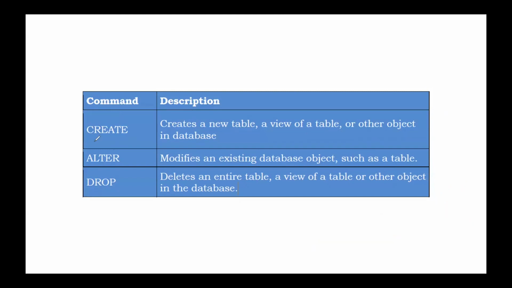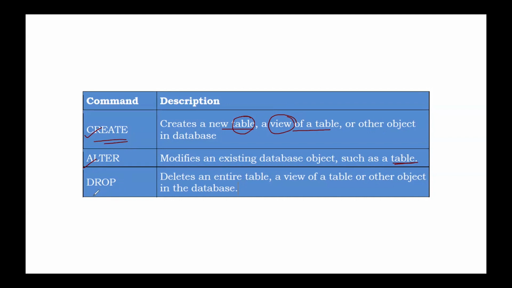The very first one is the create command. What does this do? Creates a new table, view of a table or other database object. So if we want to create a view or a table, then we will use the create command. Alter command. What does the alter command do? Modifies an existing database object such as a table. If you want to modify, for example, you want to delete a column, you want to delete a row or any modification you want to do to the structure of the table, then we will use the alter table command.